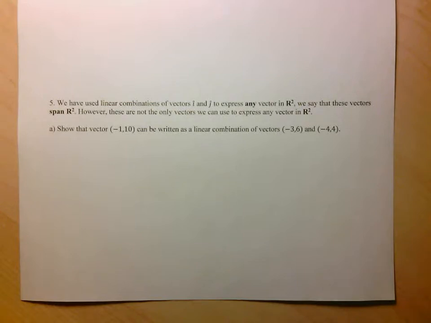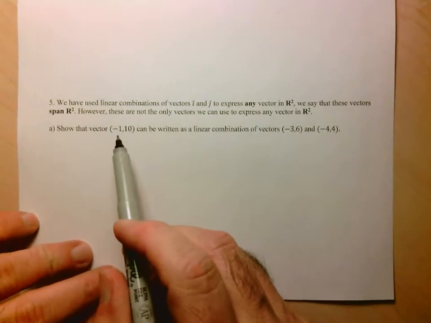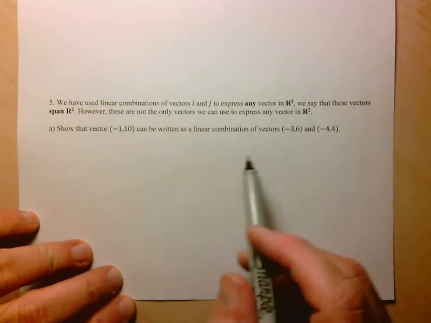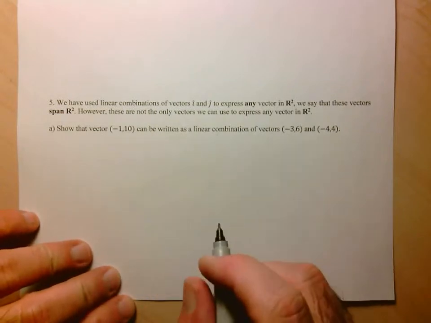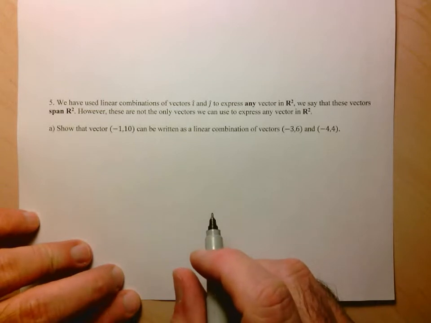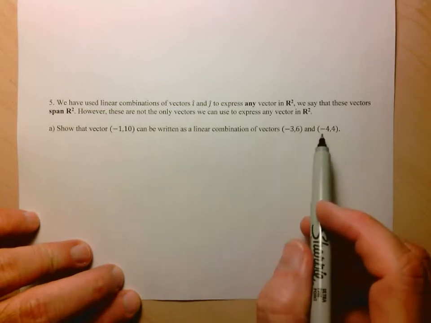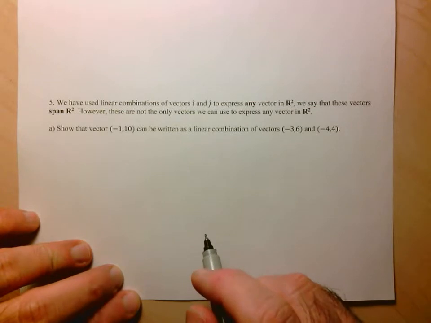Hi folks, we're going to take a look at number 5A from the April 12th worksheet. Here it says to show that vector (-1, 10) can be written as a linear combination of these two vectors. Let's remember that a linear combination allows us to multiply these vectors by a scalar and then add them up.